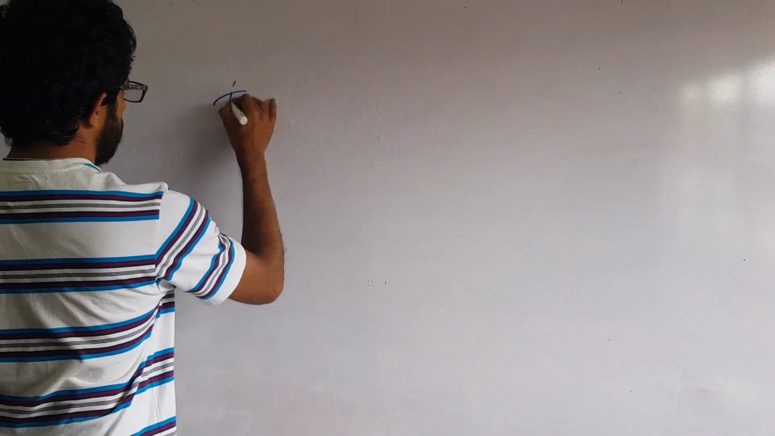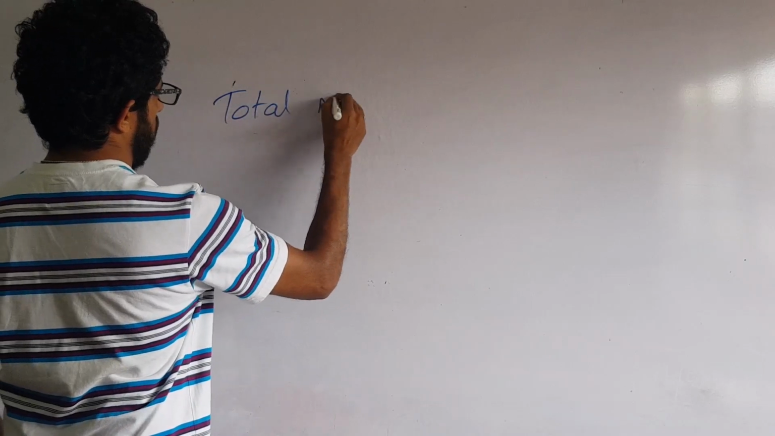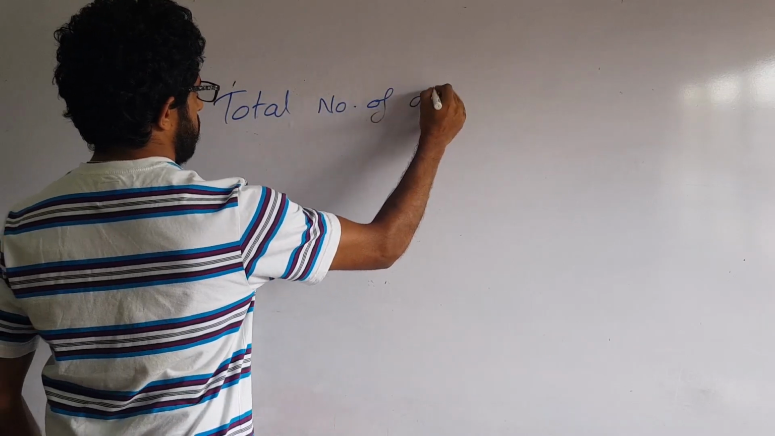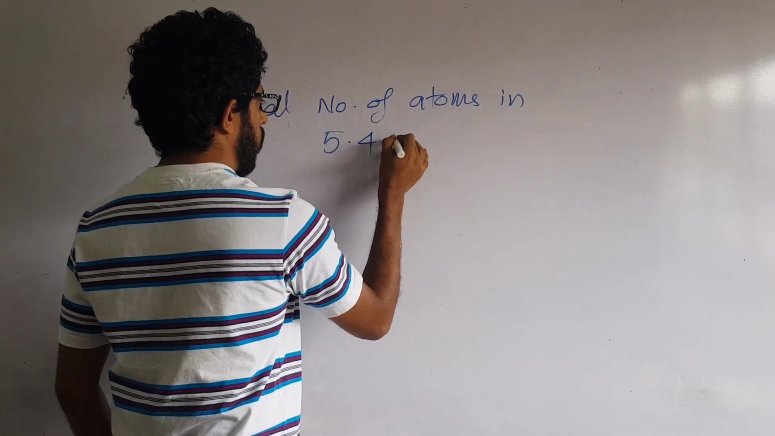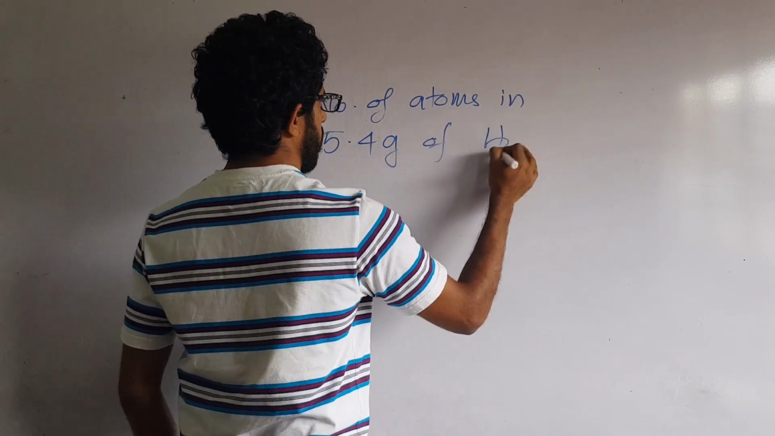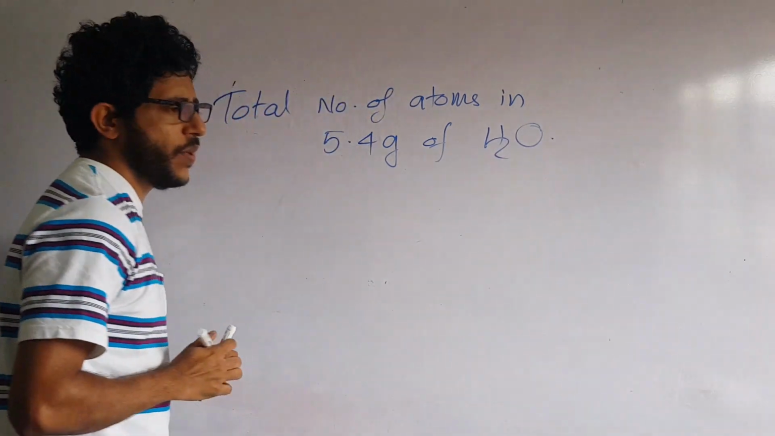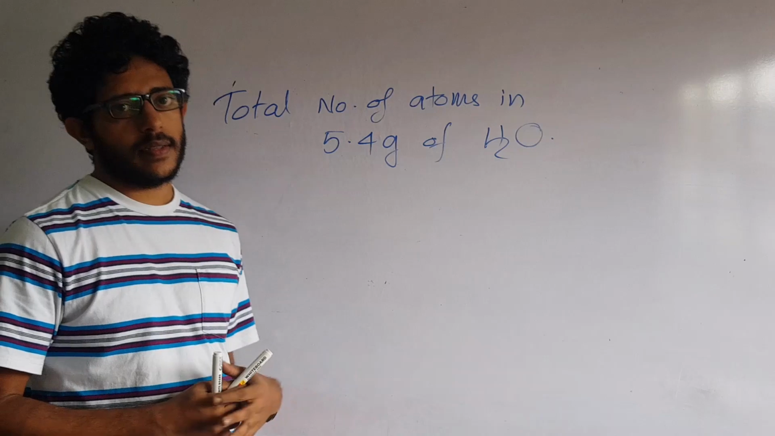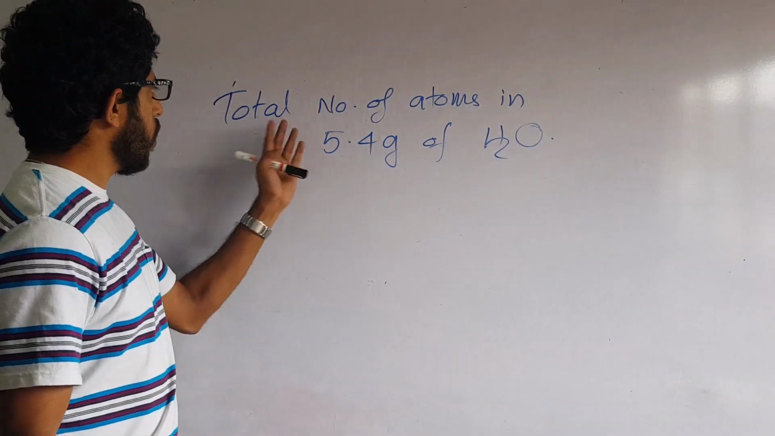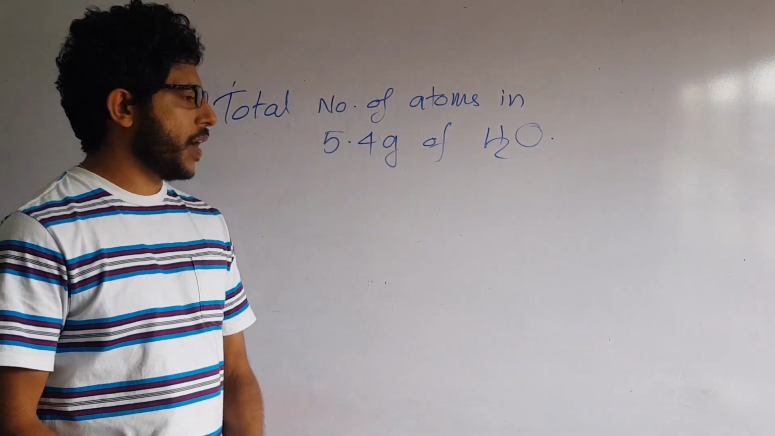So we'll do one past paper question. It's a very common one: the total number of atoms in 5.4 grams of H2O. What we learned earlier about atoms and ions is required here. So, the total number of atoms in 5.4 grams of H2O.